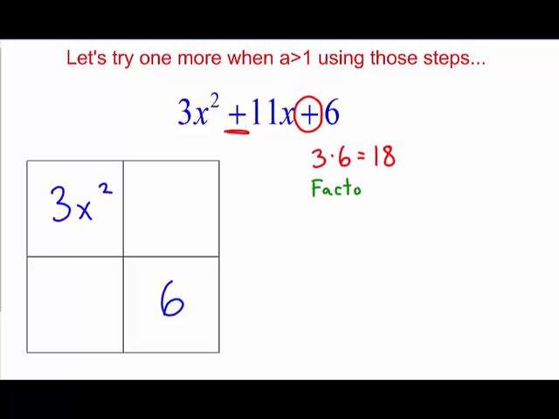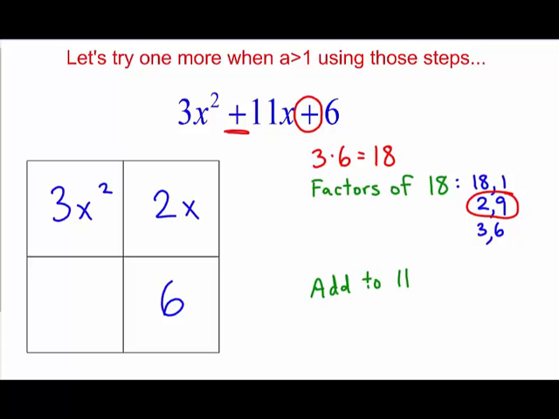So factors of 18 that will add to 11. Remember, I'm looking for positive numbers. So for 18, I've got 18 and 1. Got 2 and 9. Now I know right away, there's my answer, 2 and 9. I could keep going if I wanted to, but as soon as you find those values that you know will add up to 11, you're done. So I'm going to take that 2x and 9x and put them in the box.